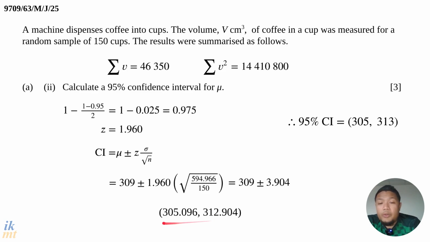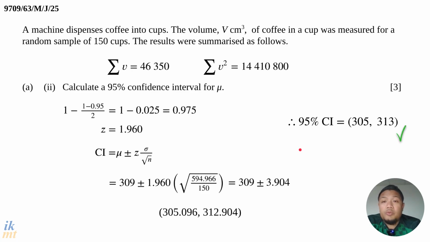And of course, you're not really required to write all these decimals. You can always write them in 3 significant figures as your final answer. So we can conclude in the end that our 95% confidence interval would be between 305 and 313, rounded to 3 significant figures. And if you do get this value, then you have done another good job.